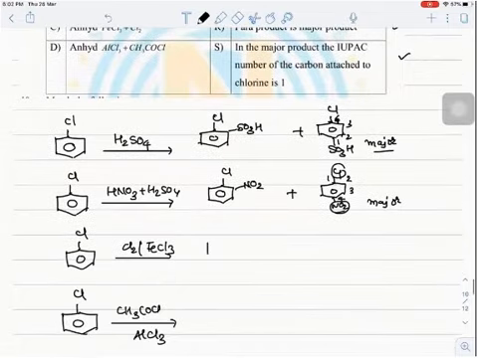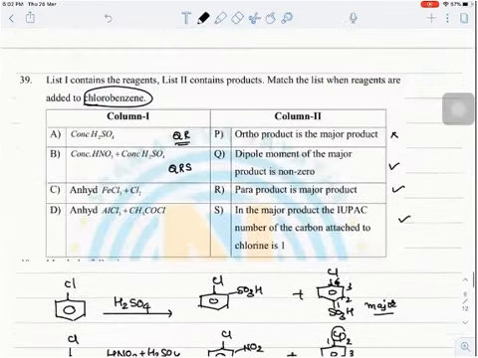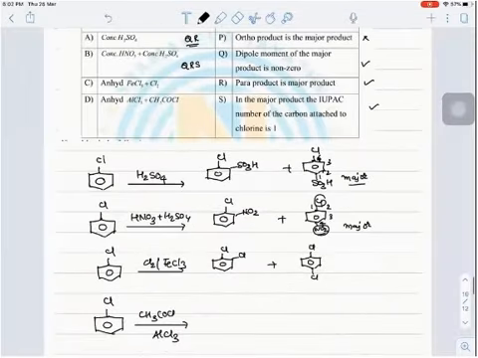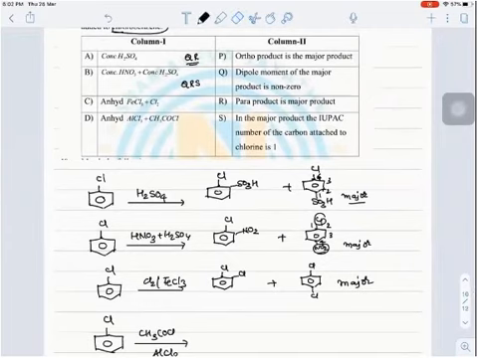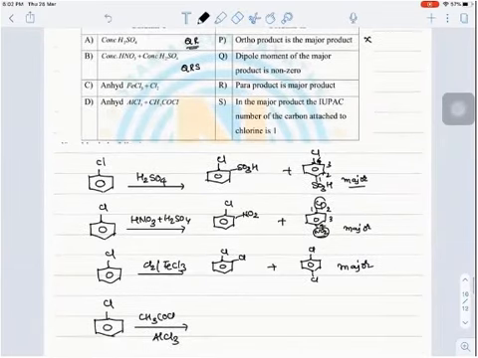In the third option, chlorobenzene is chlorinated. So we'll get ortho-dichlorobenzene and para-dichlorobenzene. Here ortho product is major. This is not correct, because again para is major. So for the C option, ortho product is not the major product. Dipole moment of the major product is non-zero: it is incorrect. In the major product, the C-Cl bond dipoles will cancel each other, so the net dipole moment is 0 here. So this is also incorrect.